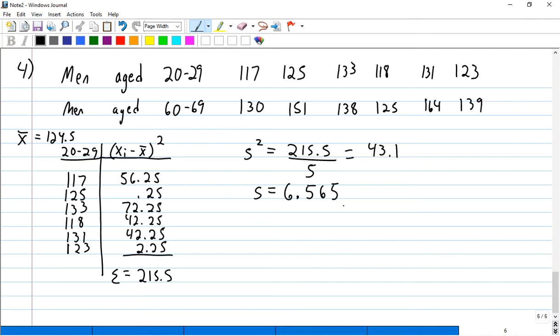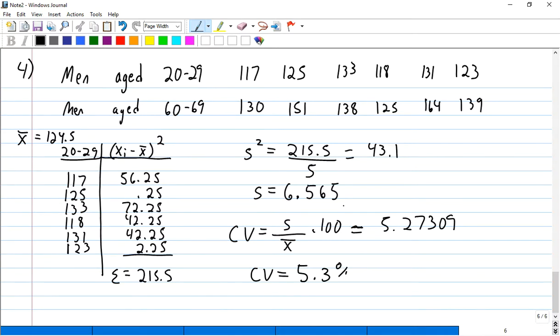So the way that I can find the coefficient of variation here is the coefficient of variation is equal to the standard deviation divided by the mean, and then we say that times 100. Alright, so I'll go ahead and write down my answer. If I round that to 1 decimal place, my coefficient of variation will be equal to 5.3%.